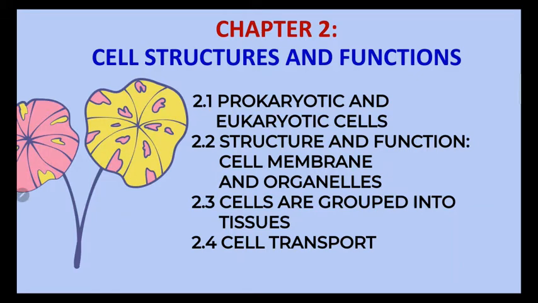So there are 4 subtopics in this chapter. First is 2.1, prokaryotic and eukaryotic cells. 2.2, structure and function, cell membrane and organelles. 2.3, cells are grouped into tissues. And 2.4, cell transport. So for today, we will learn 2.1 and 2.2 only.